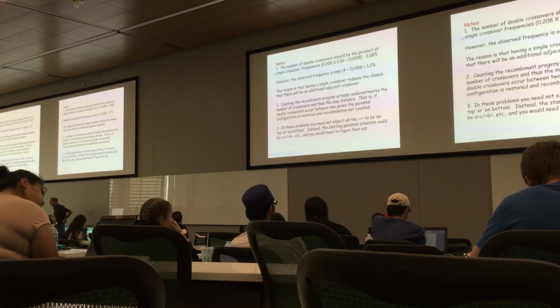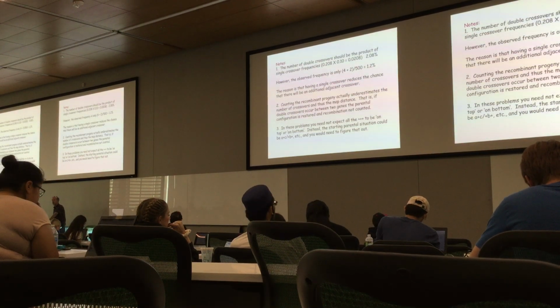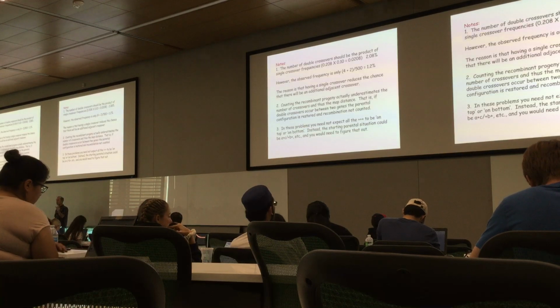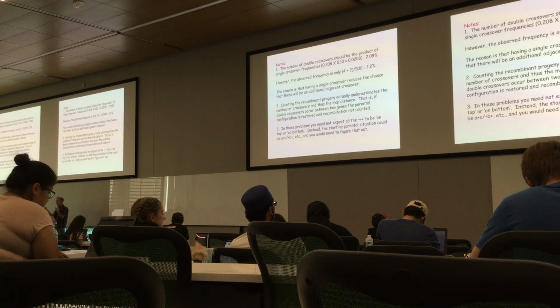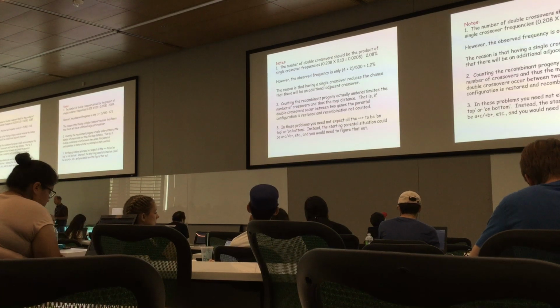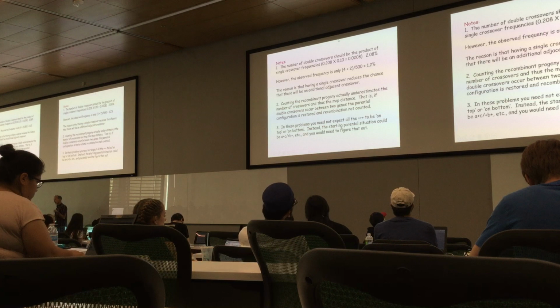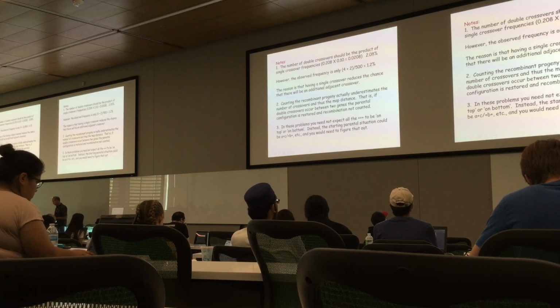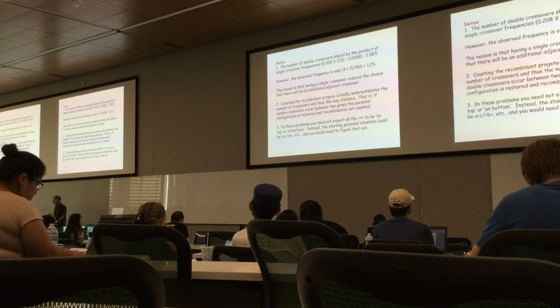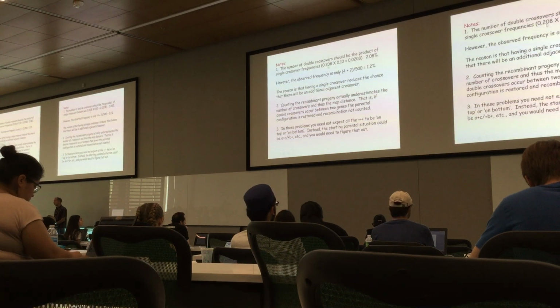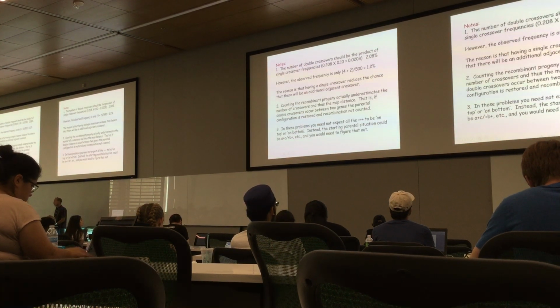A few more notes about this. The number of double crossovers ought to be the frequency of singles here times the frequency of singles here. That's what you would predict, right? It turns out the number of doubles is less than what you would predict based on the number of single crossovers. So although this problem is kind of made up because you've got perfect 500 number of progeny and so forth, in this example, the predicted number of double crossovers would be 21% times 10%, giving us some value of both events occurring at about 2%.